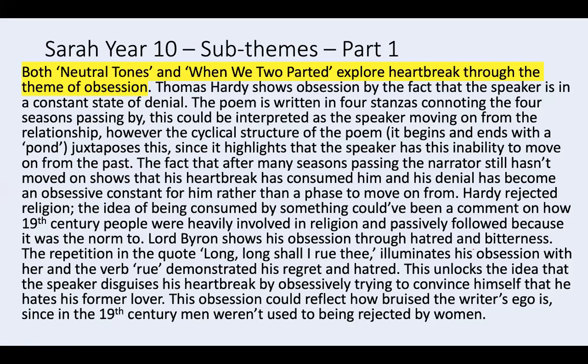Lord Byron shows his obsession through hatred and bitterness. The repetition in the quote, "Long, long shall I rue thee," illuminates his obsession with her, and the verb rue demonstrates his regret and hatred. This unlocks the idea that the speaker disguises his heartbreak by obsessively trying to convince himself that he hates his former lover.